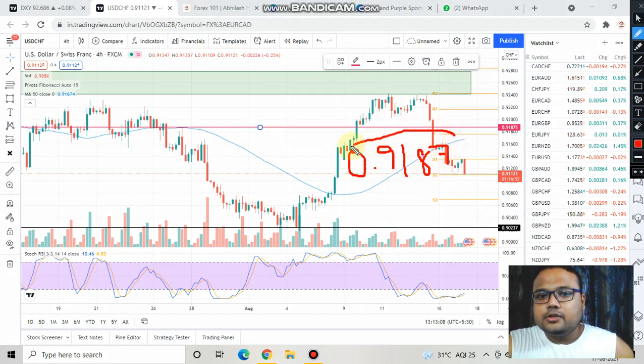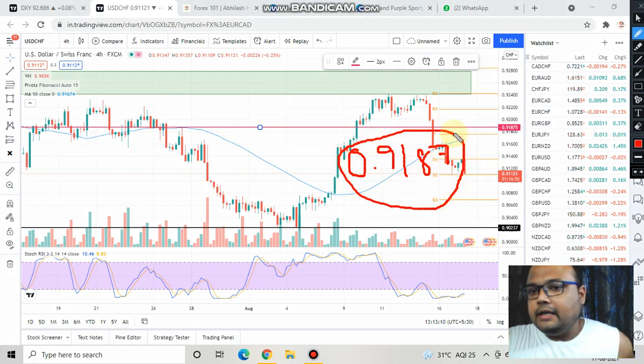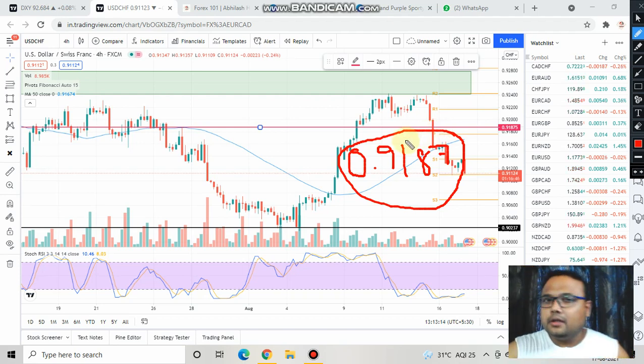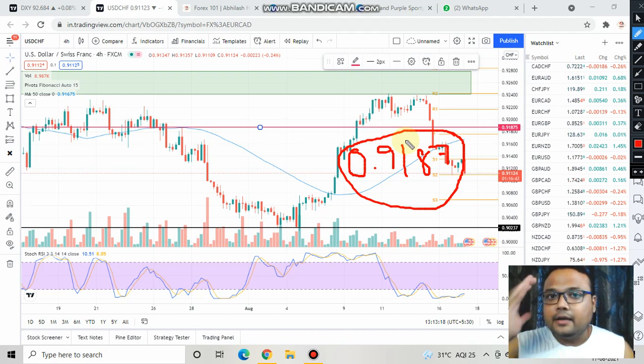0.9187. So my dear friends, if you do not have these lines in your charting platform, then you can just draw these lines so that you can also analyze the market better, so that you can understand the market better, and most importantly you can trade better.